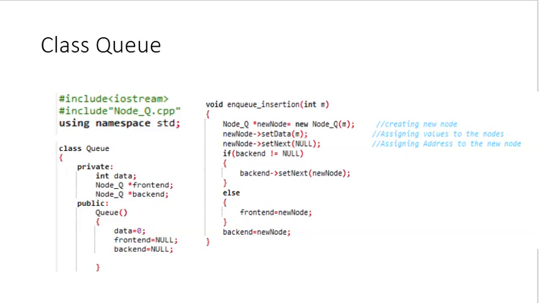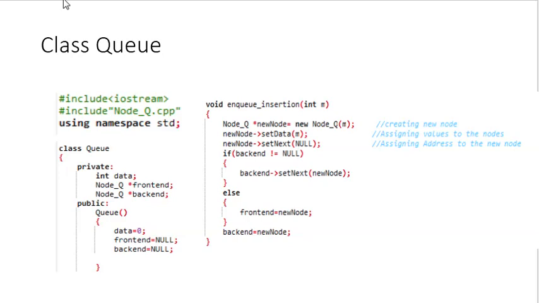So the front end and the back end will both be assigned the new node, because we have only one node. But if this function is inserting for the second time, then the pointers will change. In the first case, if you have only one node, both the pointers will point to the same node. But if I am inserting the next node, we will insert at the rear, at the back side, so the back side will be moved while the front will remain at the first node.